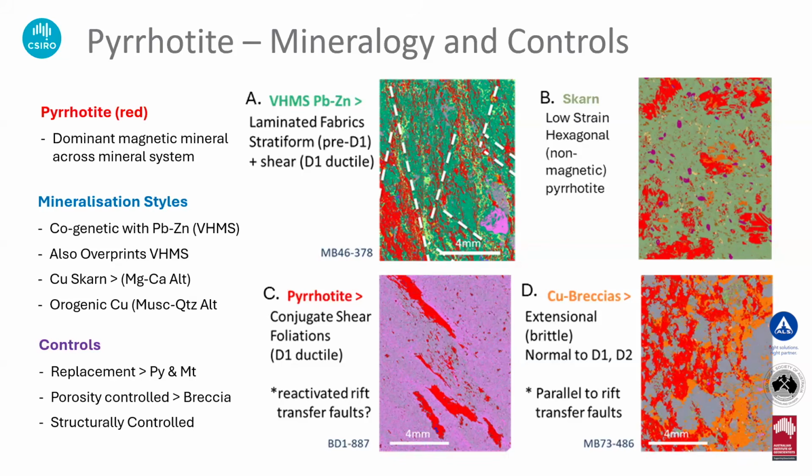Here, this is like a retrograde skarn. It's got chlorite in there. The pink little things there are titanite, and this is hexagonal pyrrhotite. So this is crystallized from a fluid, and it's adopted that hexagonal structure, which is non-magnetic. Mostly what we see is very strongly sheared pyrrhotite. So you see it all throughout the country rocks, and you see it in some of these copper breccias as well. So this is all the magnetic form.